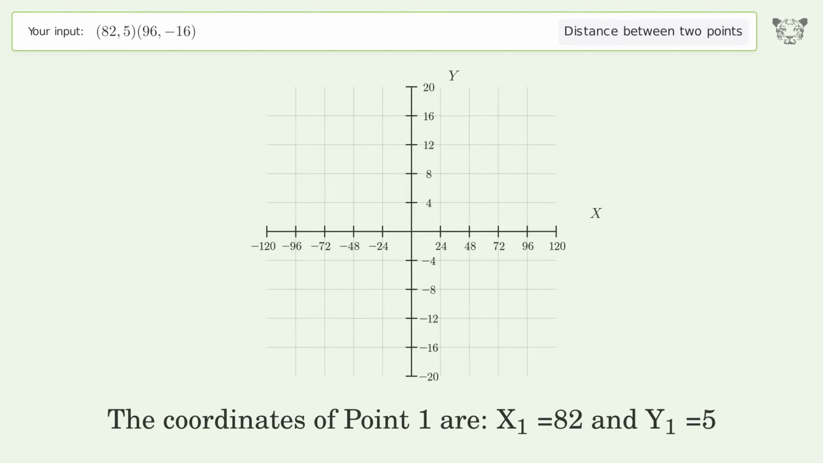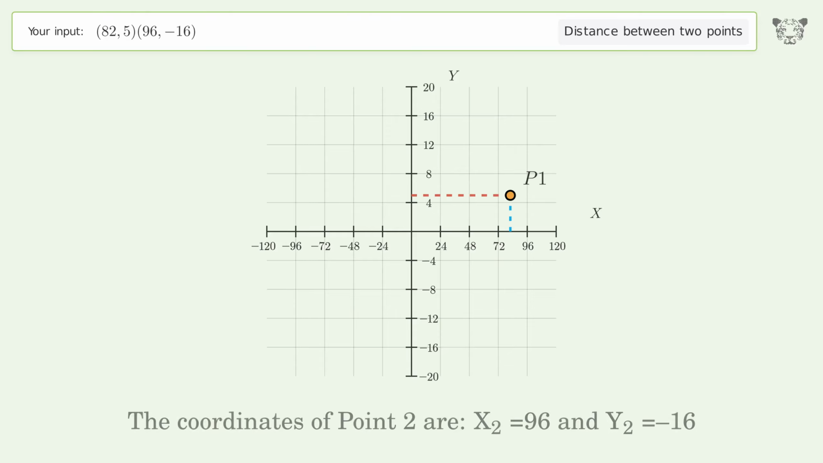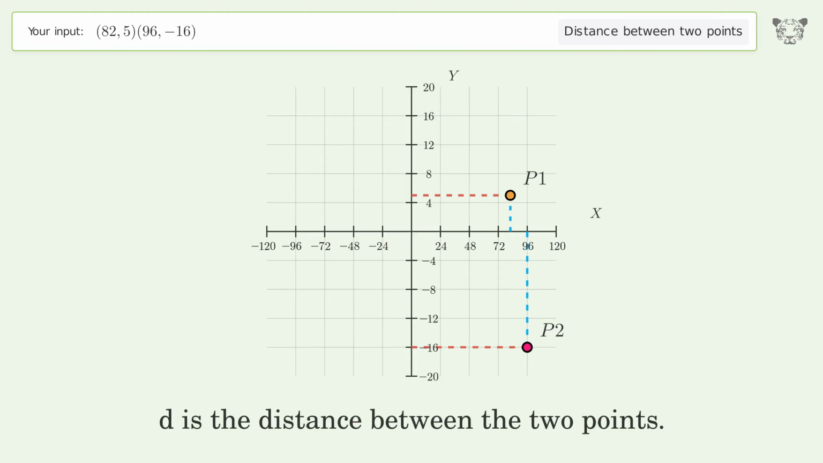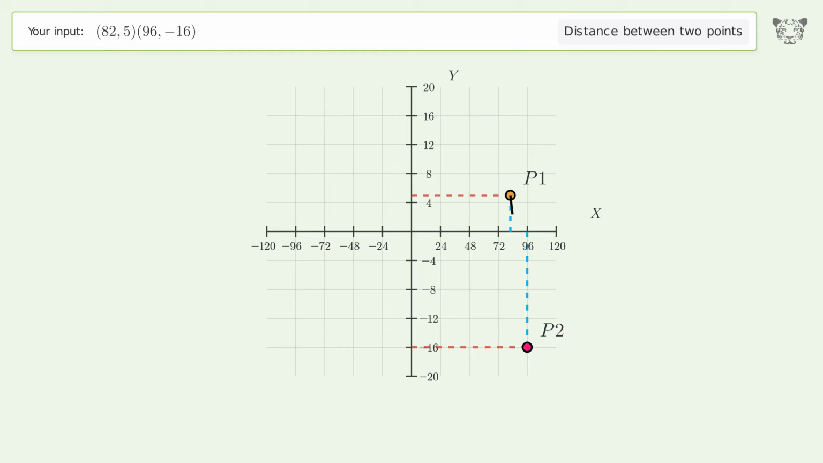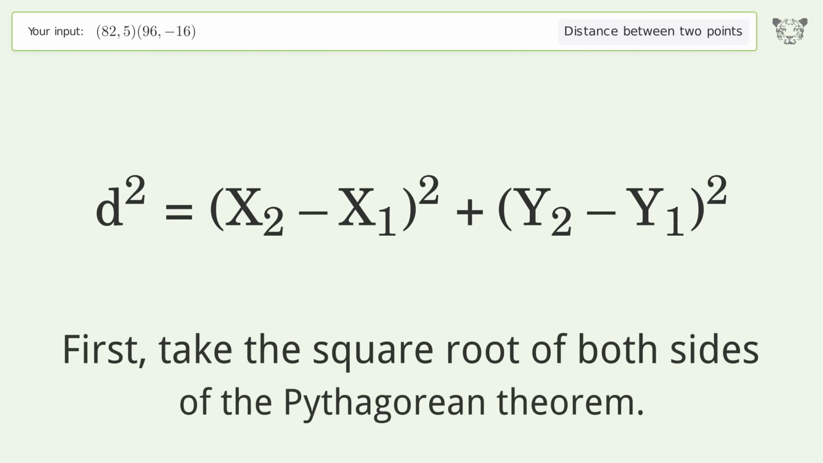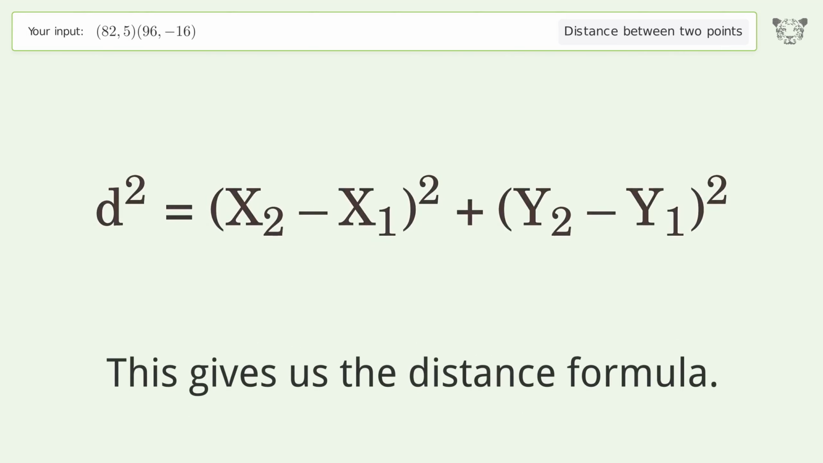The coordinates of point 1 are x1 equals 82 and y1 equals 5. The coordinates of point 2 are x2 equals 96 and y2 equals -16. D is the distance between the 2 points. First, take the square root of both sides of the Pythagorean theorem. This gives us the distance formula.